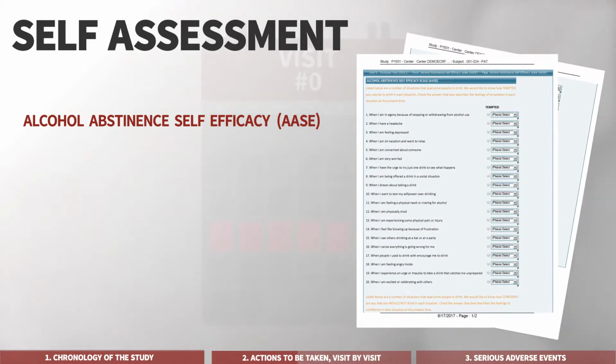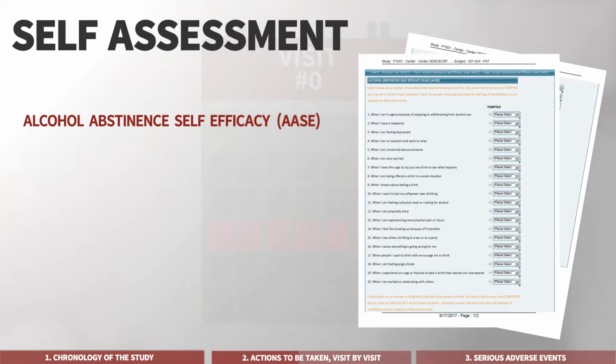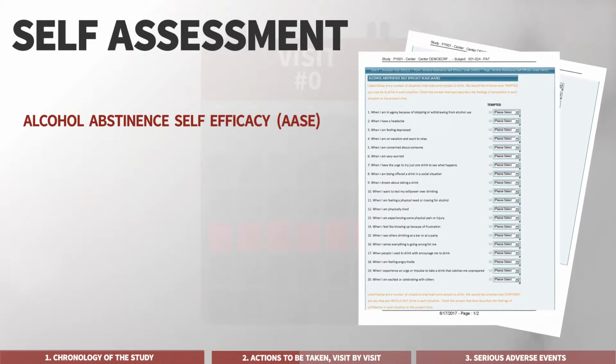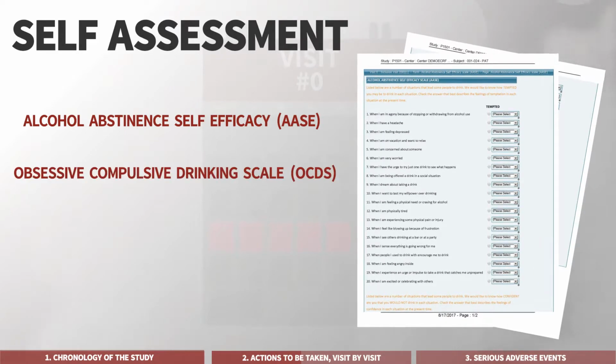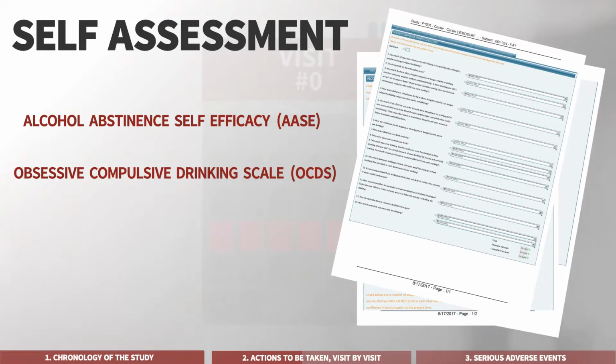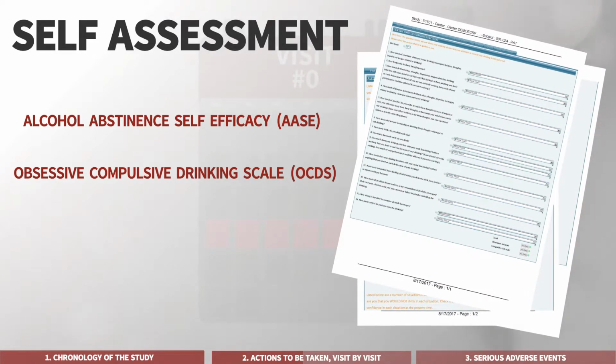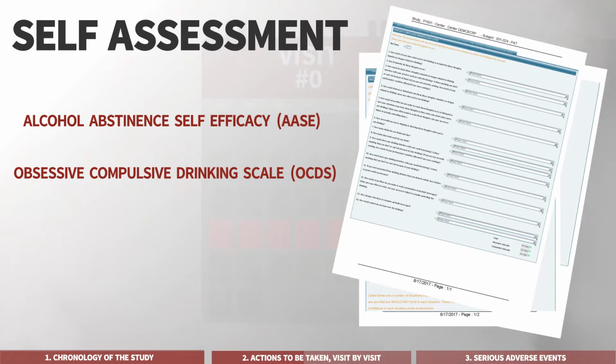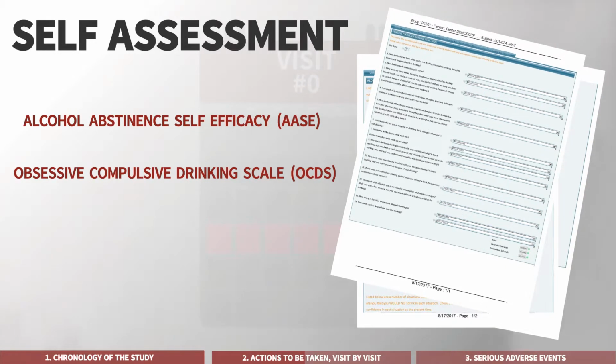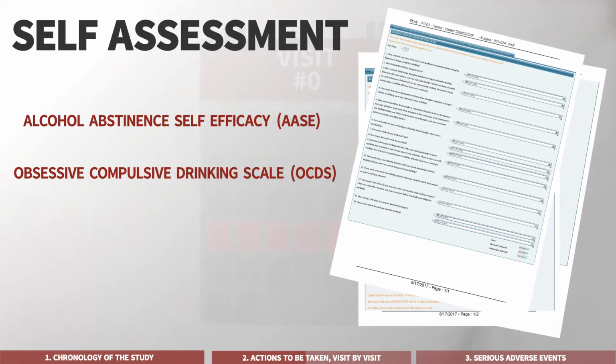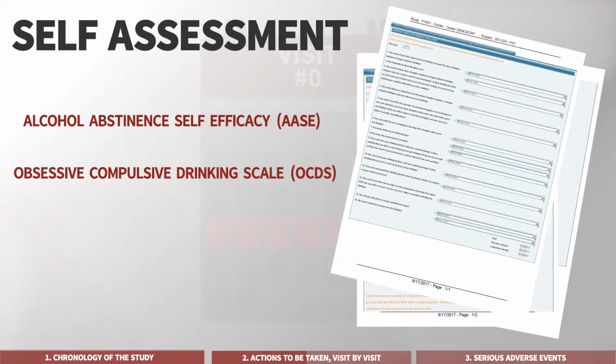Alcohol abstinence self-efficacy assesses an individual's belief in his ability to abstain from drinking alcohol in 20 different situations. Obsessive-compulsive drinking scale characterizes and quantifies compulsive and obsessive cognitive aspects of a repressive need for drinking and excessive consumption.